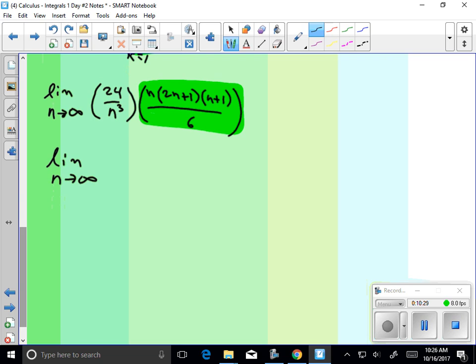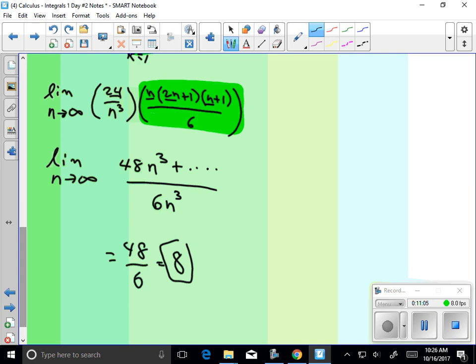So as I look at the rest of this, my leading term is going to be determined by a couple of things. N, 2n, and n. And 24. So what's 24 times 2? 48. And what's n times n times n? N to the third. There's going to be a whole bunch of garbage after it, right? I don't really care about it, because what I care about is the leading term on the top and the bottom. And as n goes to infinity, what will this thing go to? 48 over 6. Which is 8. Which is infinity tipped up sideways.